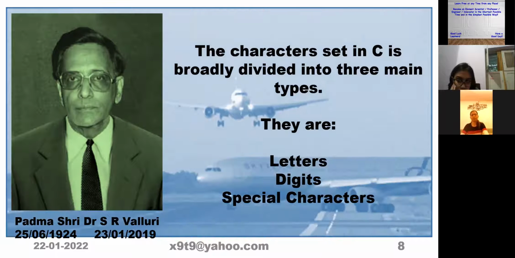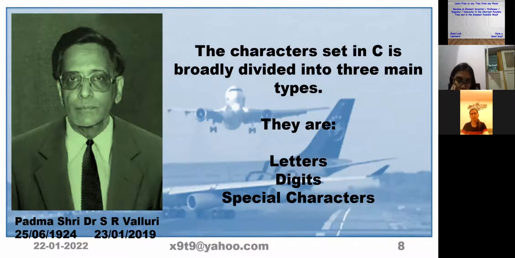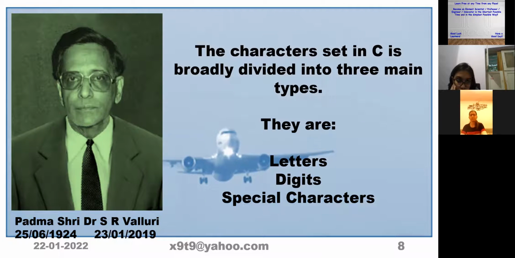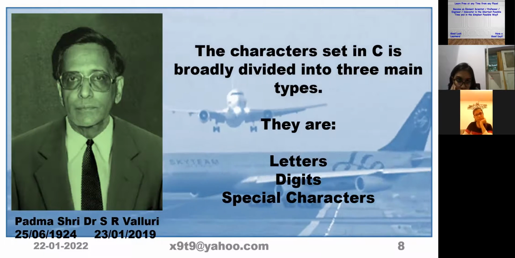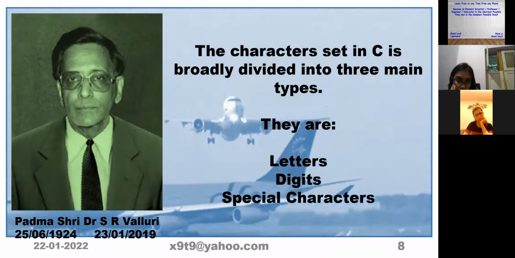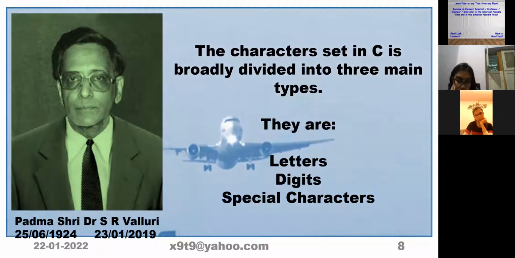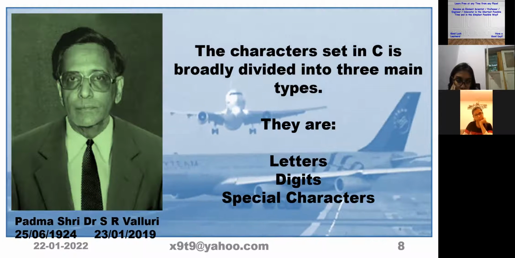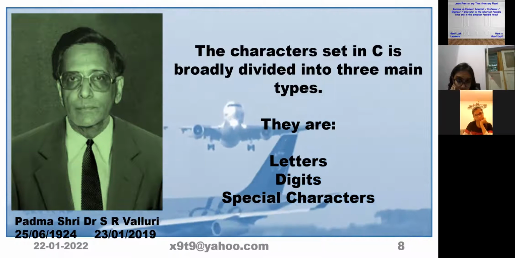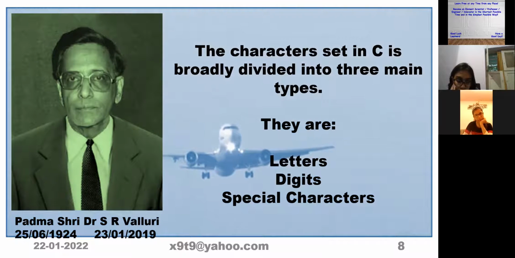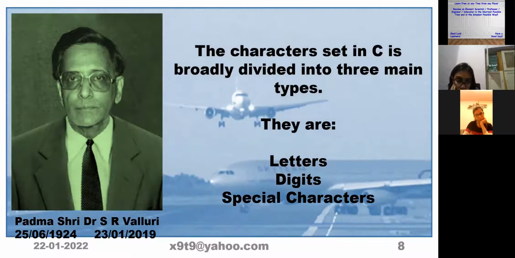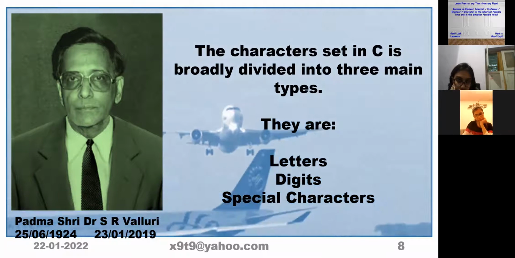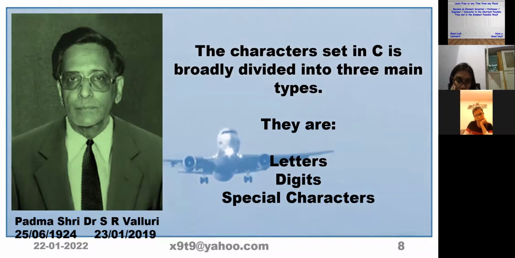Now the character set in C language, like in any other language, is mainly divided into three main types. One is letters, another is digits, and another is special characters. So letters, digits, and special characters will be sufficient to represent any information. Information in computer language is called data.